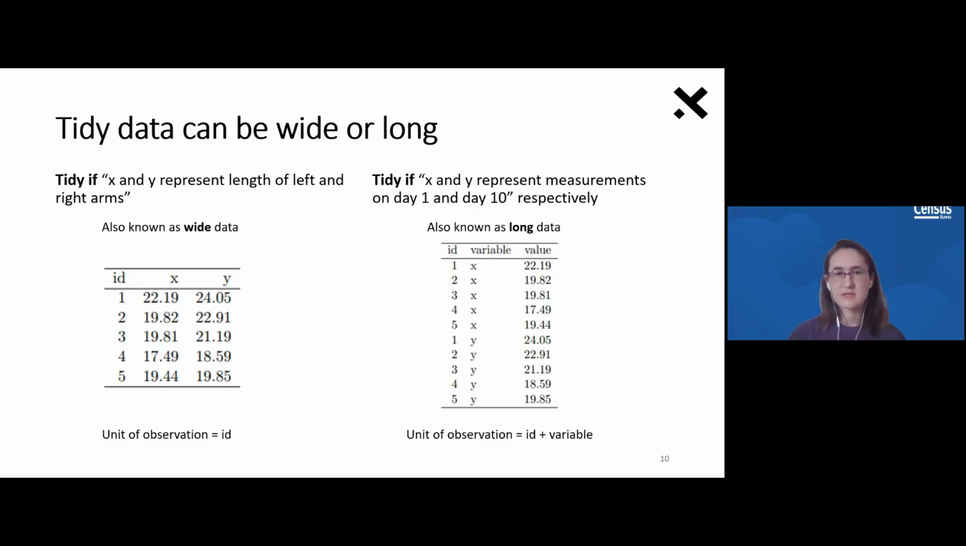Another representation that's also tidy could be long data. The table that you see here is tidy if X and Y represent measurements of day 1 and day 10 of something, respectively. And the unit of observation here is ID plus the variable. Most often we see long data in, for example, time series. That's a very common way of representing time series data.